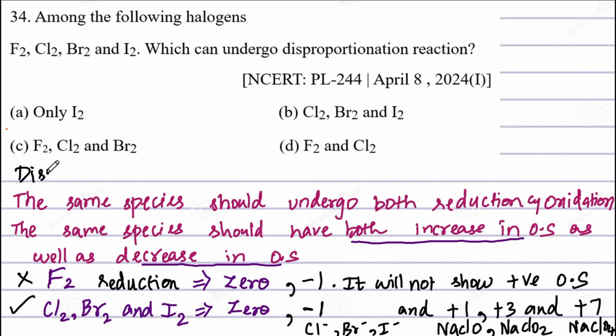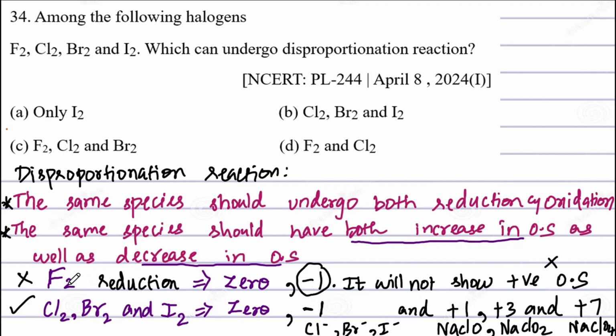So the condition for disproportionation reaction is the same species should undergo both reduction and oxidation. The same species should have both an increase in oxidation state as well as a decrease in oxidation state. For fluorine, there is only a decrease in oxidation state from 0 to -1. There is no increase in oxidation state. So fluorine will not undergo disproportionation reaction. So which can undergo disproportionation reaction out of the four? Cl2, Br2 and I2 only. So the correct option is option B.